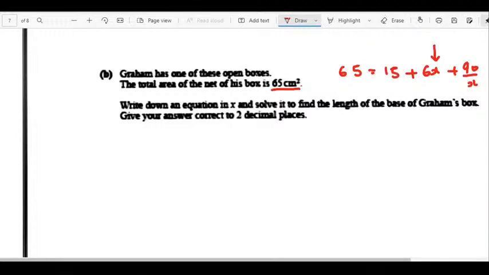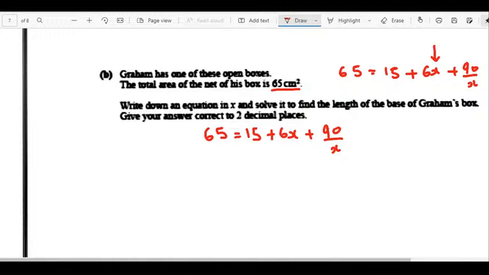So let's do that together. So that is 65 equals 15 plus 6x plus 90 by x. Okay, we need to simplify this equation first and then we can find the value of x.